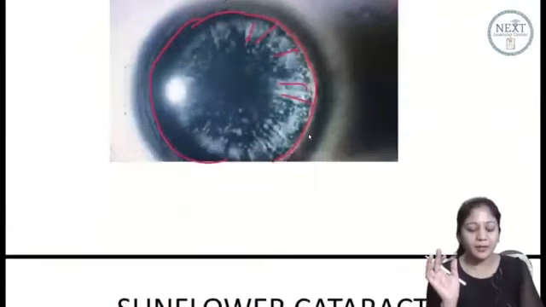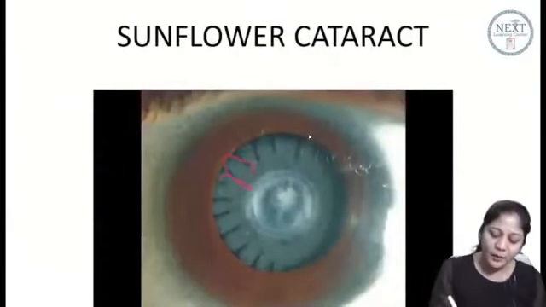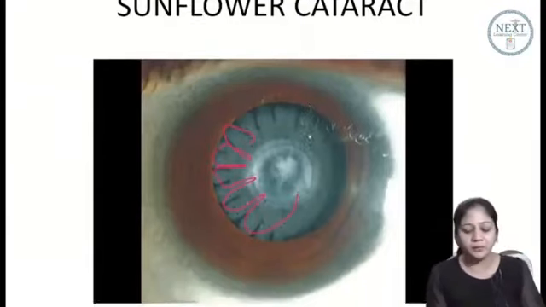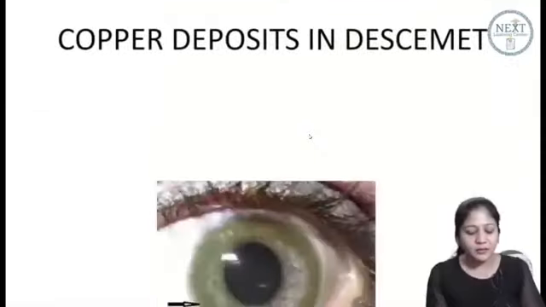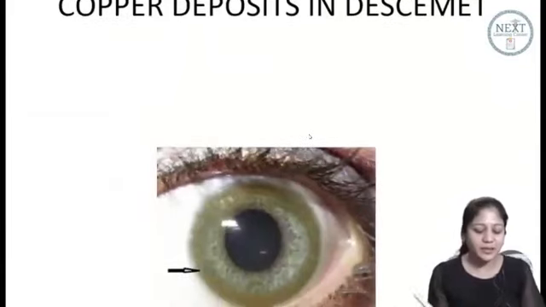This is your diabetic cataract. Now here comes the sunflower cataract. The opacity is in the form of a flower, isn't it? We call it a sunflower cataract. What else do you see in this? You also can have a copper deposition in Descemet's membrane, and this is typically your KF ring.